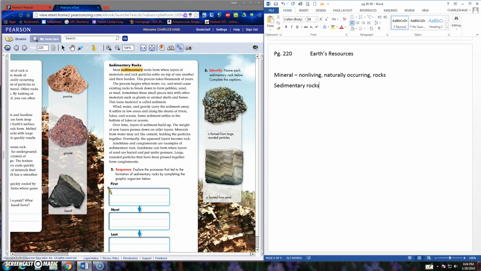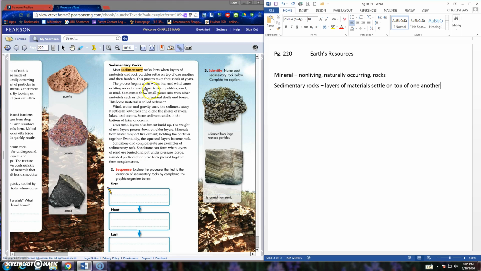Sedimentary rocks form when layers of material and rock particles settle on top of one another. We should be pretty good on rock layers since we ate our way through the rock layers last week. And here's an example. Here's just a big pile of different rocks that are all together. And then over time, with heat, compaction, and pressure, it can be formed into one big rock, a sedimentary type of rock.